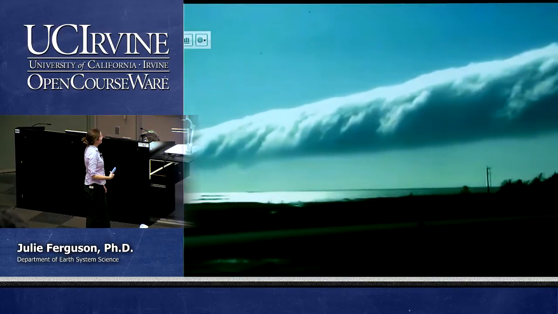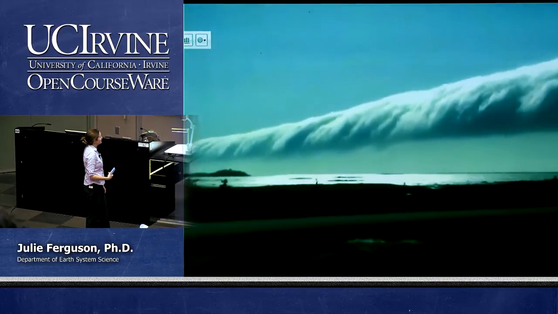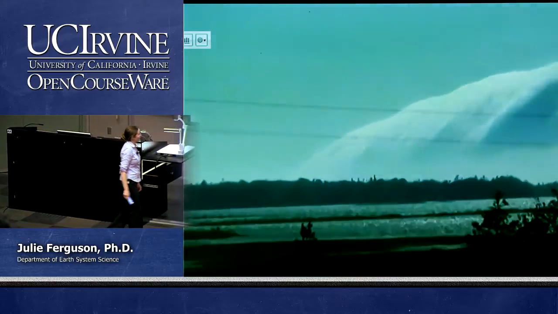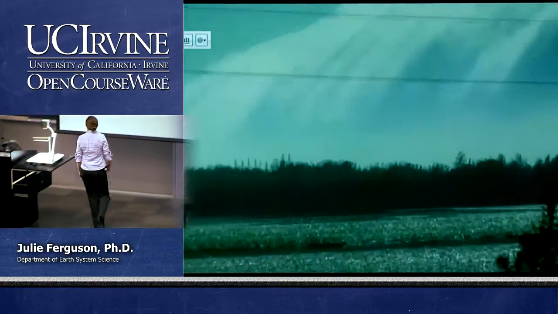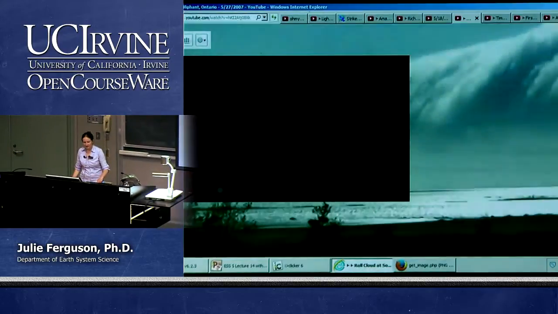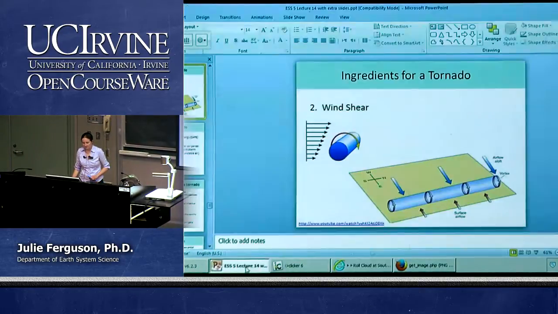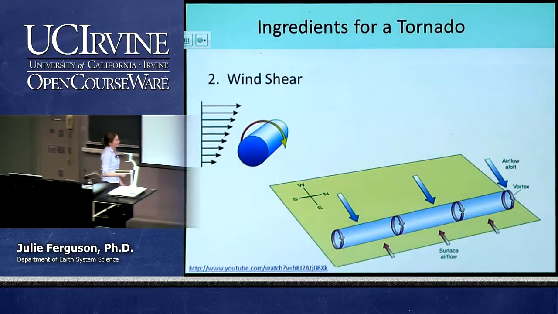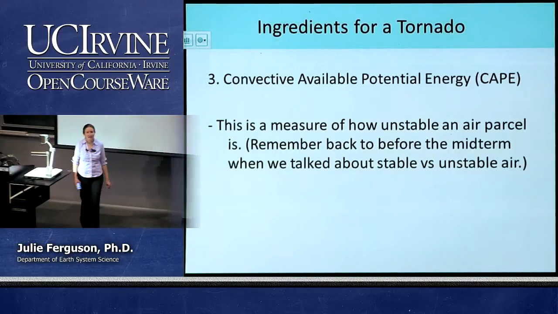And it's created because of the wind shear. We have two different wind directions going on, and it's created this enormous cloud that really goes right across the horizon, which is really fun. So you can take your time and look at that another time. The third thing that we need is CAPE.